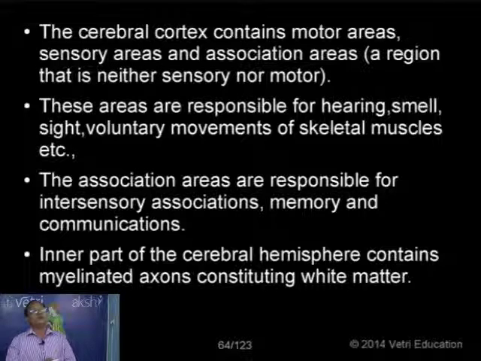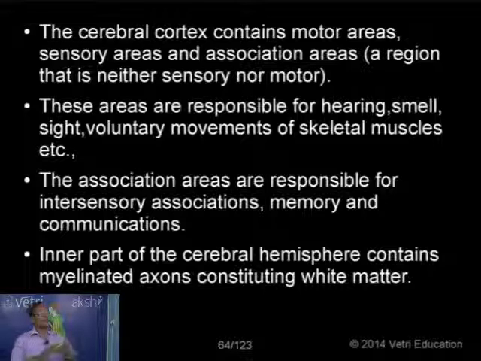So the cerebral cortex contains the motor areas controlling various muscular activities, sensory areas for the perception of various sensory stimuli, and also for integration and interpretation. In addition, we have some association areas, which are neither sensory nor motor. So in the cerebral cortex we have motor areas, sensory areas, and association areas. These areas are responsible for smell, the olfactory sense, then the auditory sense, namely hearing, sight, vision, and voluntary movements of skeletal muscles.